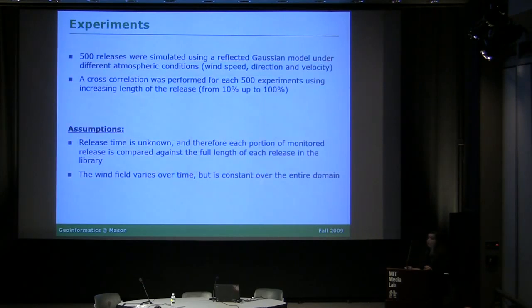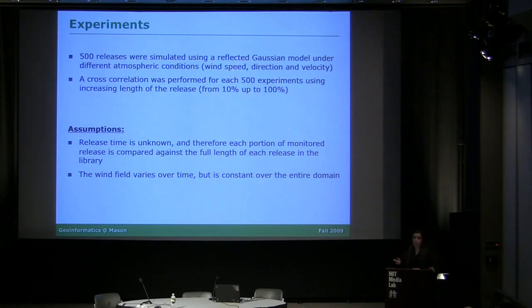Now, the experiments that we have performed in this particular situation, which is a problem that we found with potential huge interest, is we have had 500 releases simulated using a Gaussian model, and we used a variety of atmospheric conditions like speed of wind, direction, and velocity. Now, we use cross-correlation for each of these experiments.